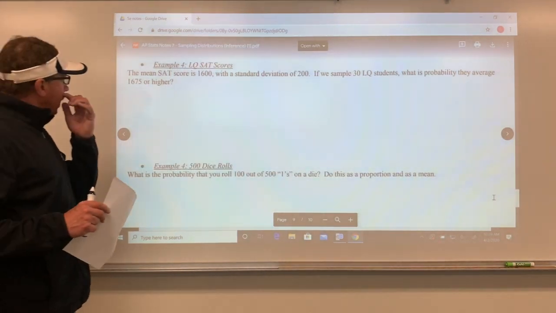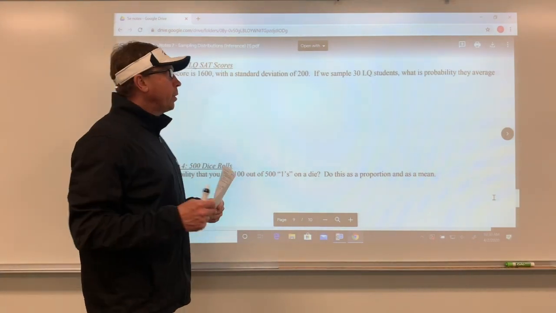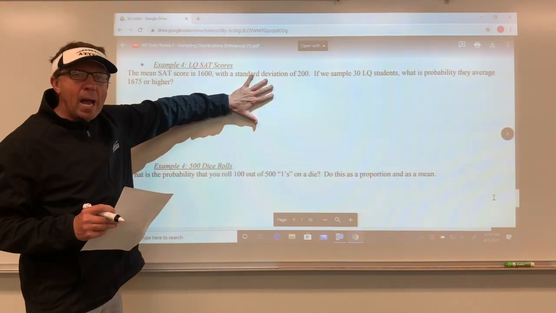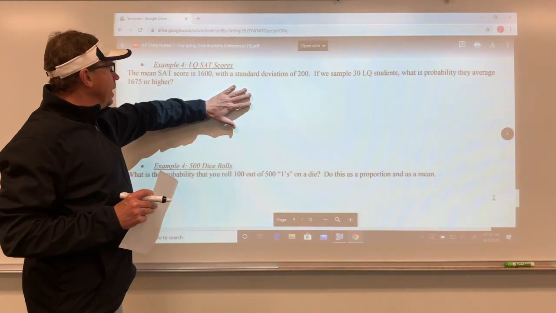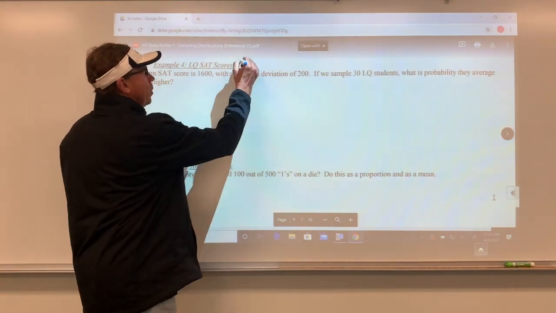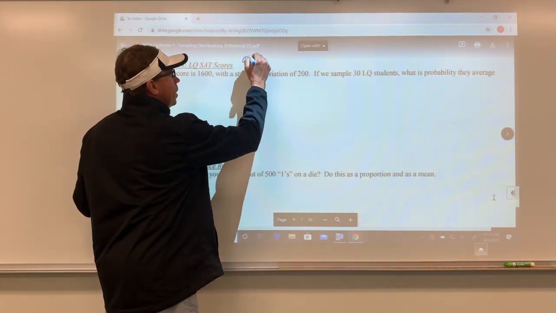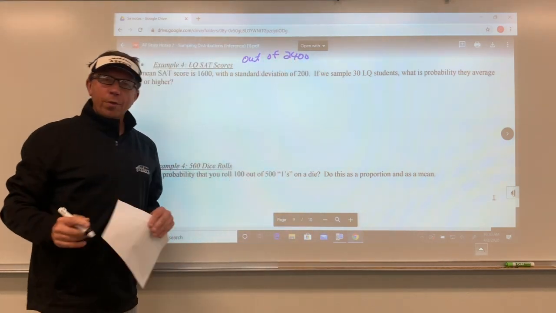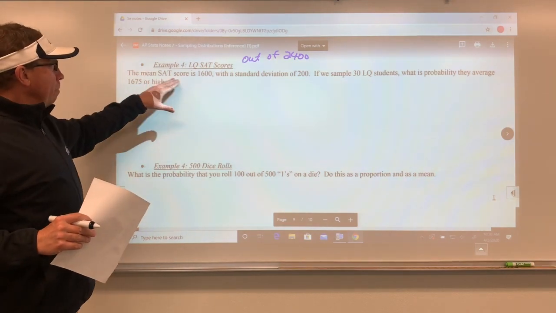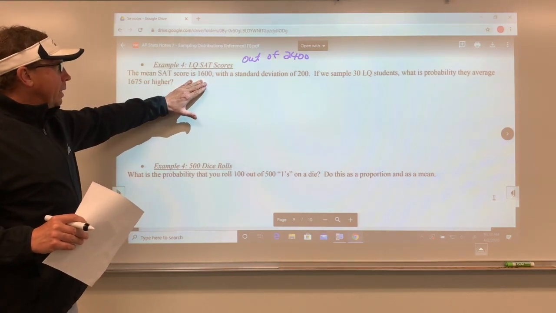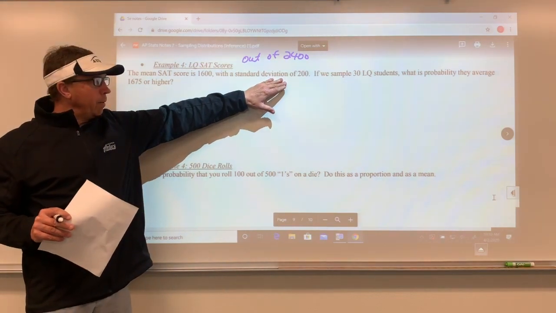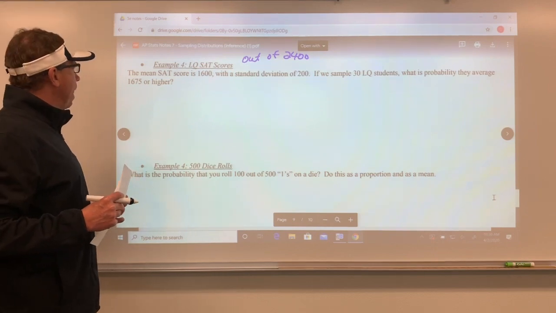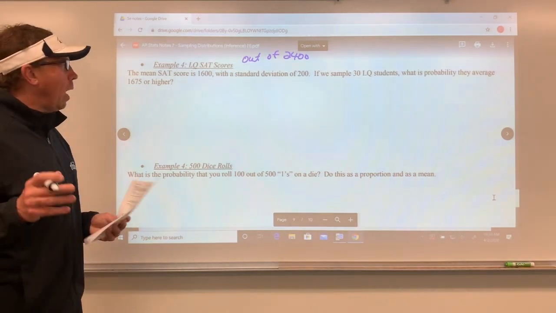Most people recognize means much quicker, so it's pretty easy to do. All right, the mean SAT score is 1,600. Keep in mind, this is the old SAT score that was out of 2,400. This particular SAT only ran for a few years, so I'm just going with an old set of numbers out of 2,400. The mean was 1,600 with a standard deviation of 200, okay? If we sample 30 students, what is the probability they average 1675 or higher?